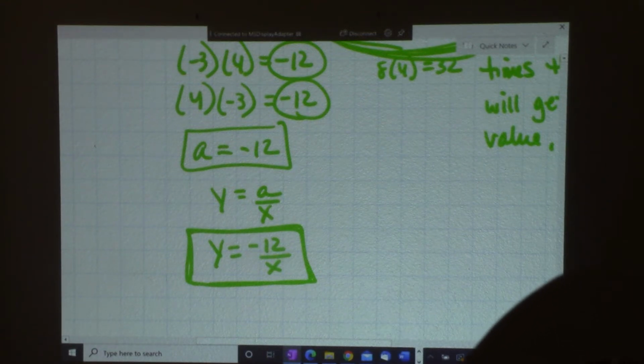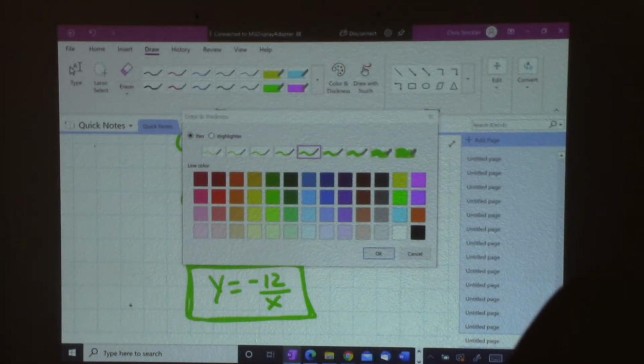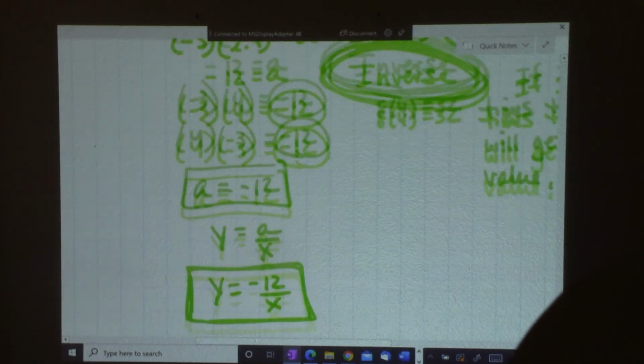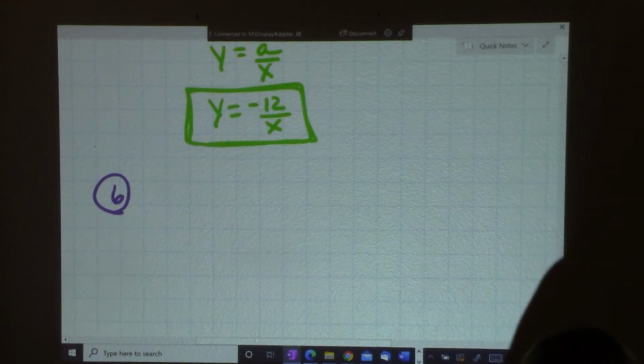Okay, let's go on to number 6. What color were we working with? I think it was purple. Was it? Yeah. Okay, number 6, I'm going to read it out loud and we will write down the important facts.